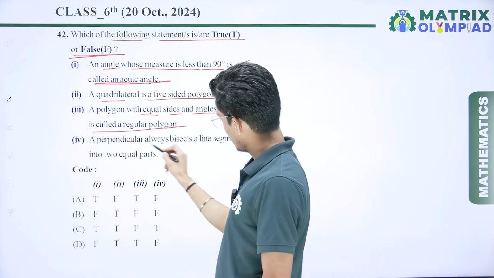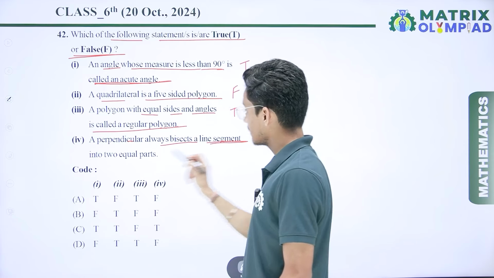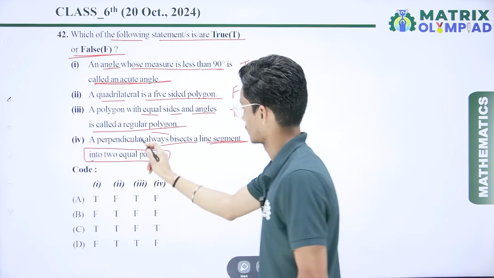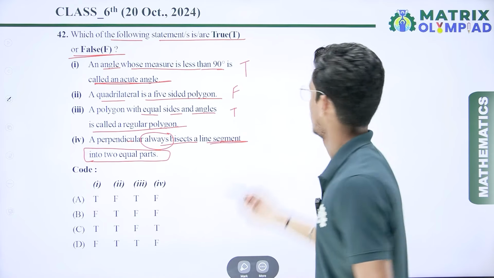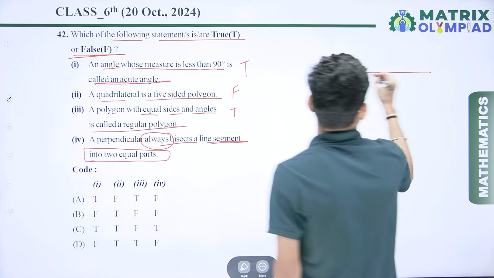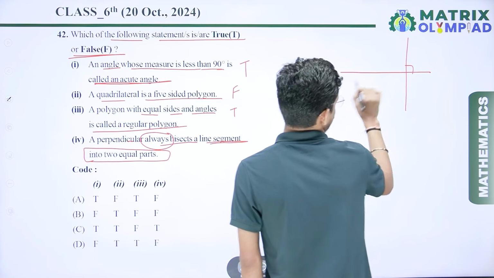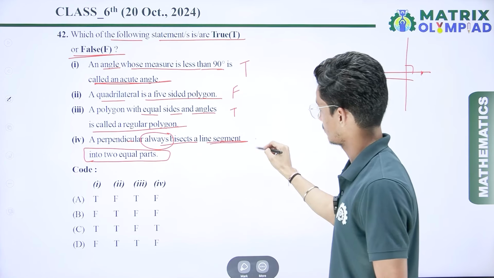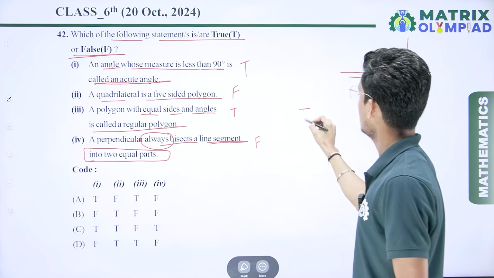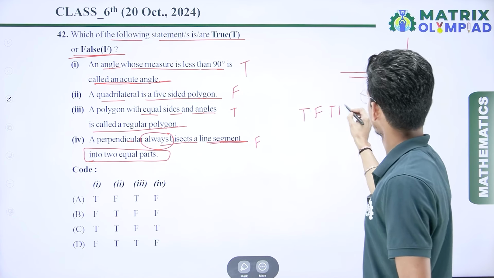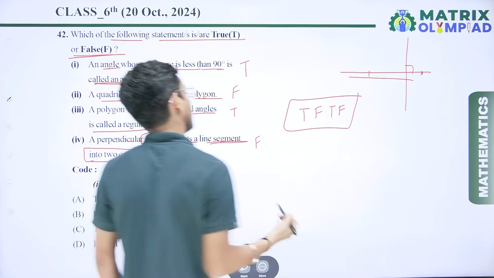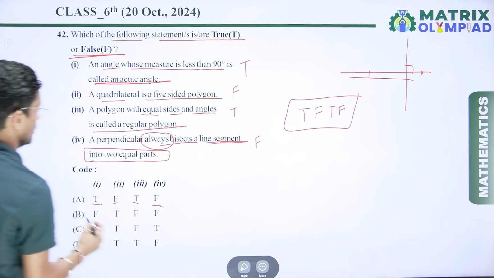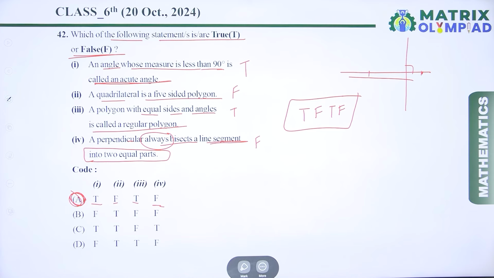A perpendicular always bisects a line segment into 2 equal parts. Here we get the word always, and always is not possible. Let's assume we have a line segment. If a perpendicular is drawn here, this length is not equal to this one. So this is false. So here T, F, T, F. Check which option is correct. T, F, T, F. So here option number A is the correct answer.